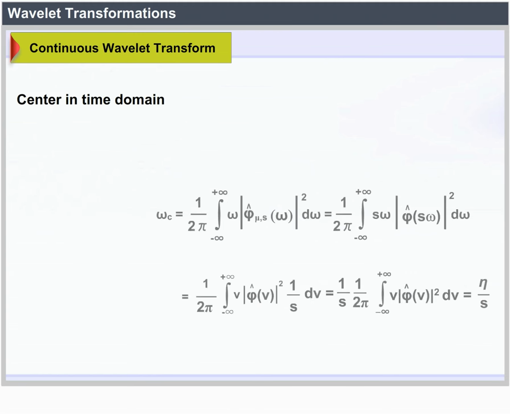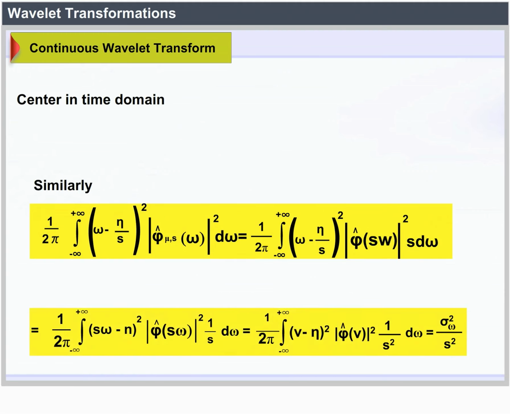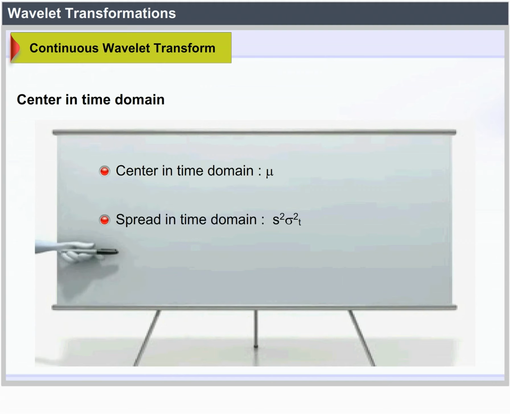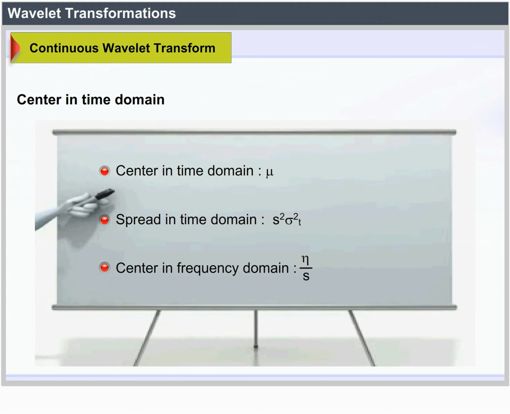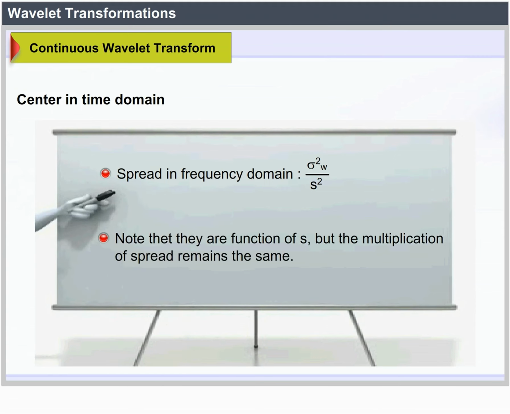Similarly, for the equations seen on the screen, the center in time domain is mu. Spread in time domain is S squared sigma_t squared. Center in frequency domain is eta by S. And spread in frequency domain is sigma_w squared divided by S squared. Note that they are functions of S, but the multiplication of spread remains the same.